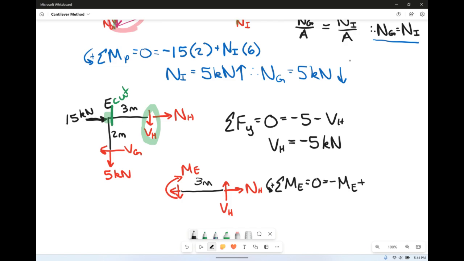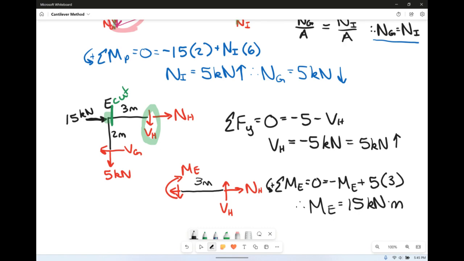And then we have plus shear, which again was 5 kilonewtons. We did change the direction of the arrow there to match. So that was 5 kilonewtons going up. So that's going to be 5 times his distance of 3. So the moment at E is equal to 15 kilonewton meters.